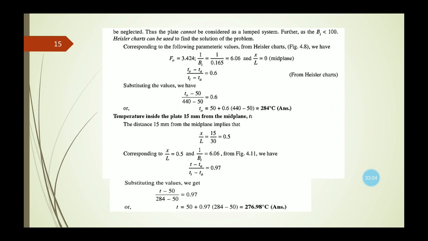Using this procedure we can get the value of these different temperatures, and I think now we are clear how to use the Heisler chart in case of the plate when x by L is 0, and for the second part of this numerical we have seen another chart when x by L is 0.5.